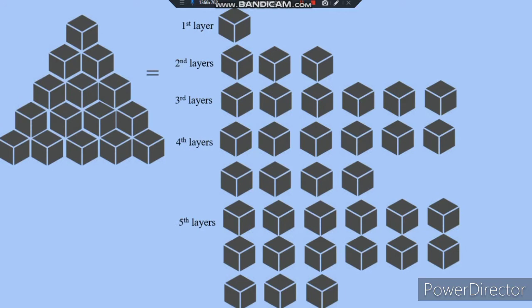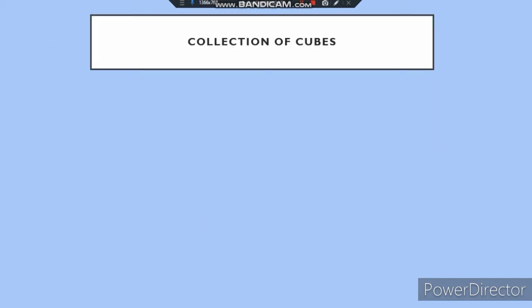So, sa fifth sequence naman, meron tayong 5 layer. Sa fifth layer, meron siyang dumagdag na 15. So, based dito sa ginawa natin illustration, makabubuo tayo ng method. So, dito, ito yung magiging solution.